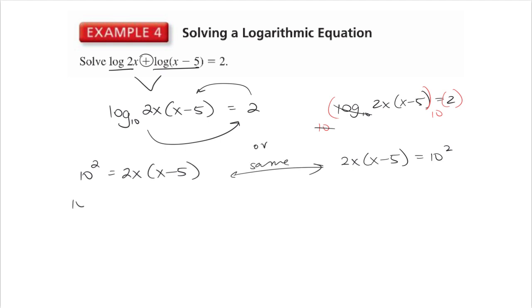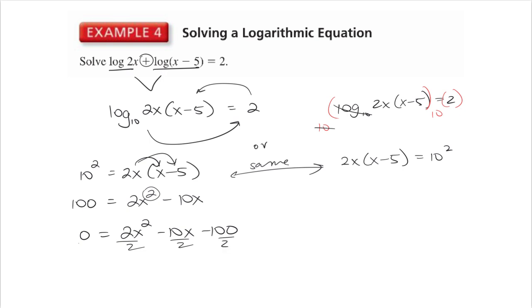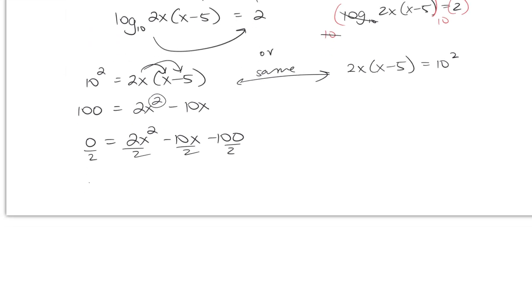At this point, I'll just do the math here on the left. I've got 2x squared minus 10x. And I notice a quadratic, so I'm going to have to solve a quadratic, which means move everything over to the same side. And because they're all divisible by 2, I'm going to do that just to make my numbers smaller. 0 equals x squared minus 5x minus 50. I'm going to factor: x minus 10, x plus 5.